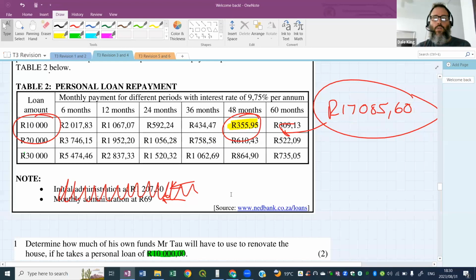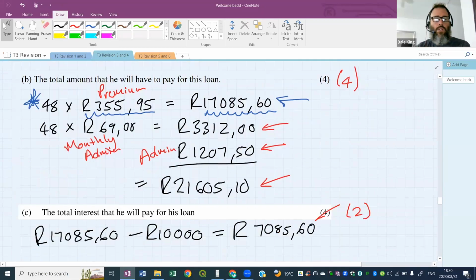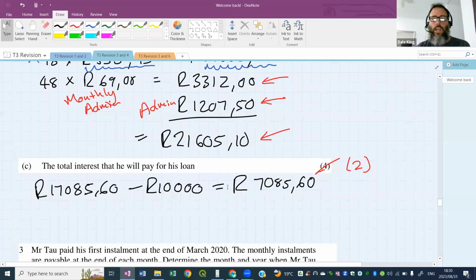Okay. So we find the difference between the 17,085, which has the interest built in, and the 10,000 Rand that he needs to loan. So the calculation is the difference of those two. So he's actually going to have to pay 7,085 Rand 60 in interest on top of his 10,000 Rand to make the 17,085. I hope that makes sense. All right, but that's definitely not a 4-mark question, ladies and gentlemen. That's definitely only just a 2-mark question. All right, to do that.